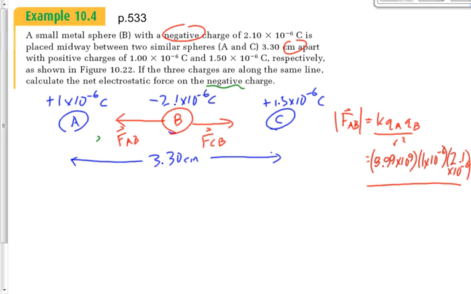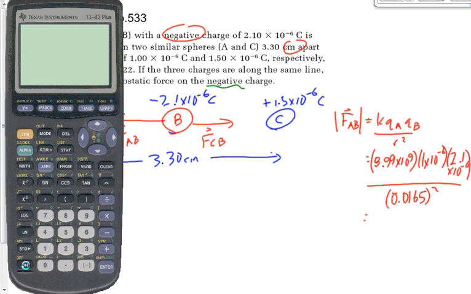And we divide that by the distance. What's the distance we're going to use here, though, for FAB? I'll give you a hint. It's not 3.3. It's half of 3.3 converted to meters, right? So it's 1.65 centimeters. Convert that to meters, we're going to get 0.0165 meters. Let's do that together on our calculator here.